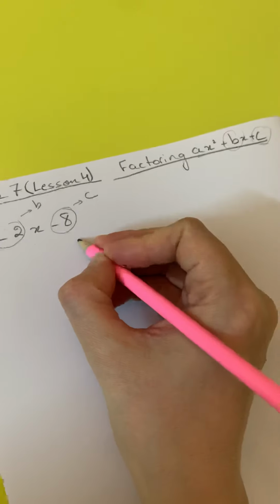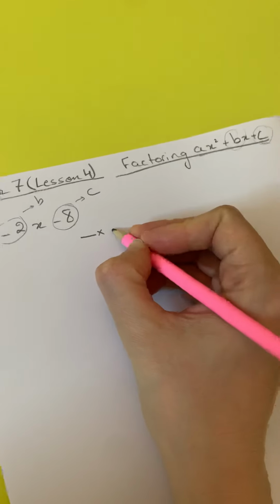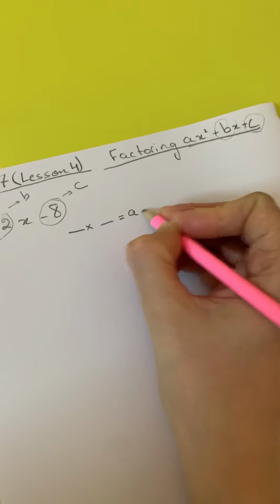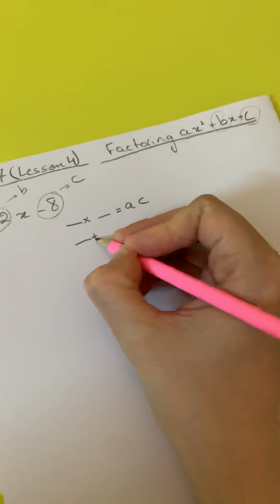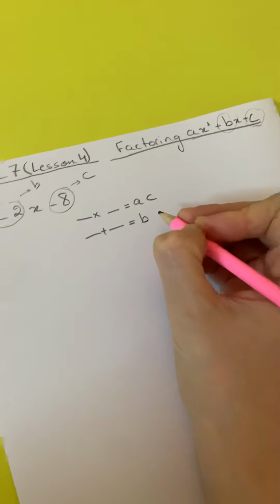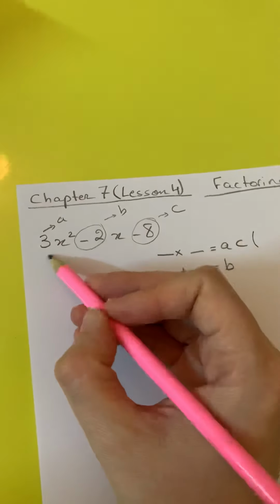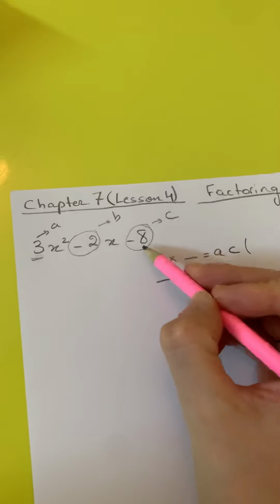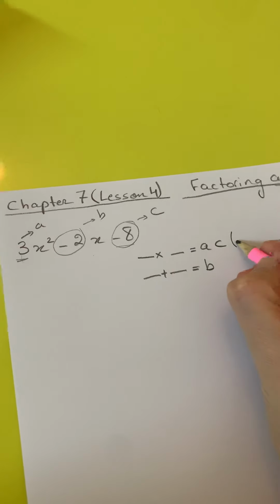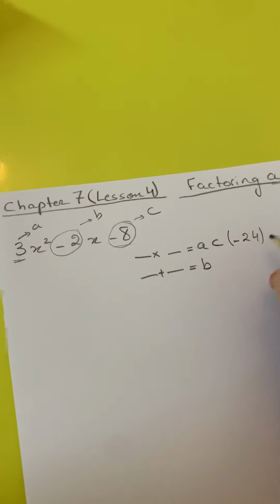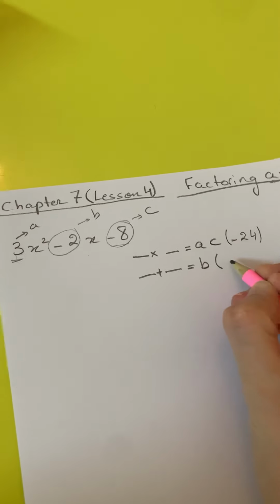So we have to look for two numbers. If you multiply them, it will be a times c, and if you add them, it will be b. Now a times c is 3 times -8, which is -24, and b is -2.